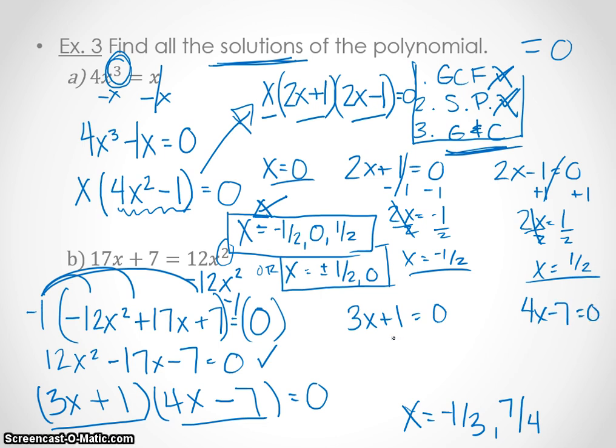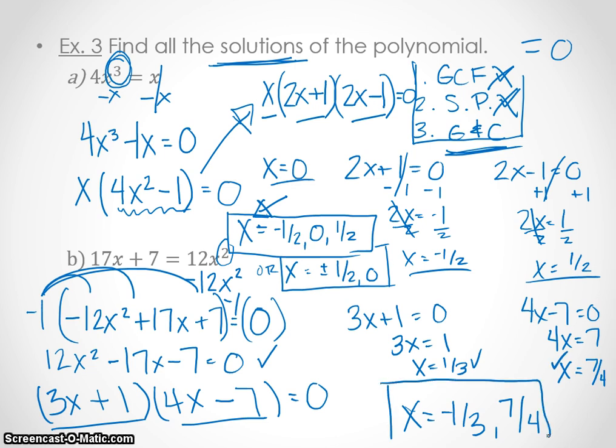Here we subtract 1 from each side, we get 3x equals 1. We divide by 3, we get 1/3. So I did get that one right. Here we would add 7, so we have 4x equals 7, and we divide each side by 4, so this would be 7 over 4. So yeah, those are my two answers.